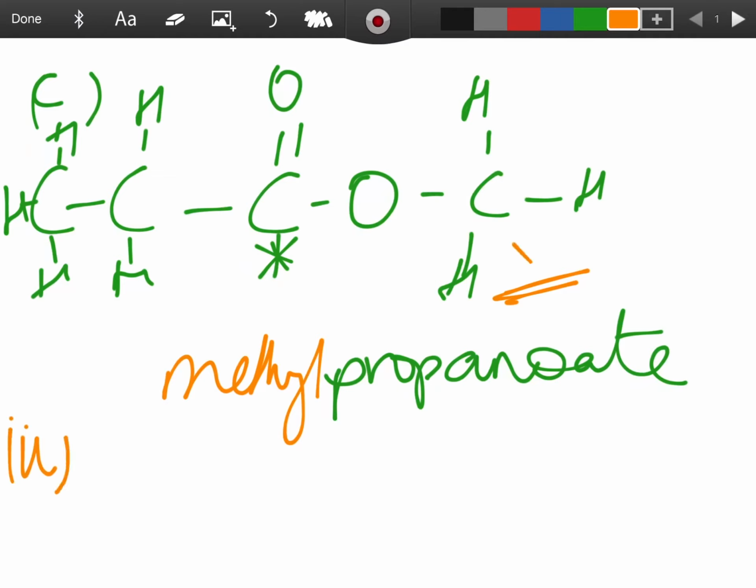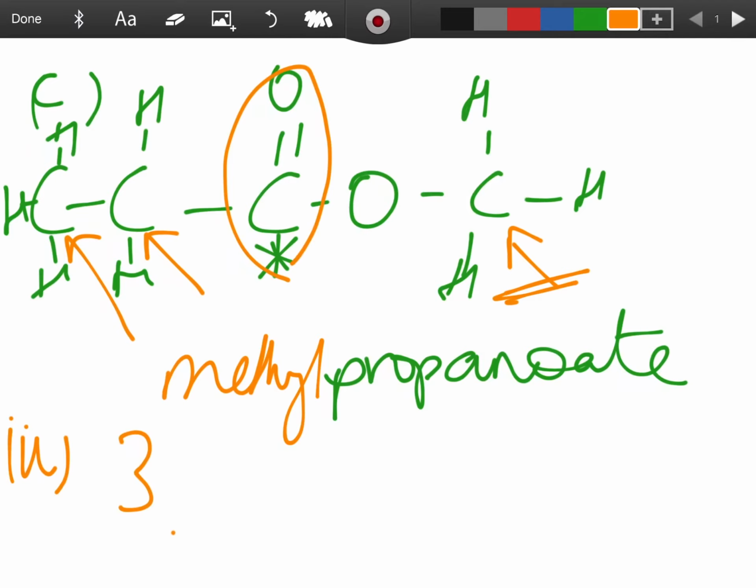Part 2 then says, how many carbon atoms in a molecule of this ester are tetrahedrally bonded? Well, that carbon and that carbon are tetrahedrally bonded, so 3. Remember, what does tetrahedrally bonded carbon mean again? 4 single bonds. How would we describe this carbon? That carbon is planar, isn't it?